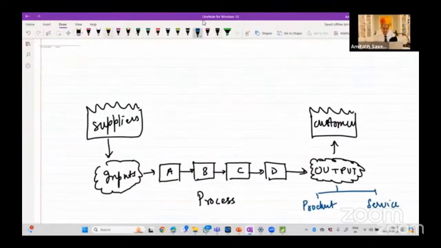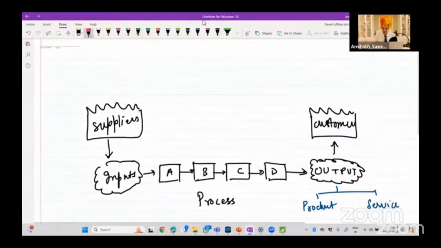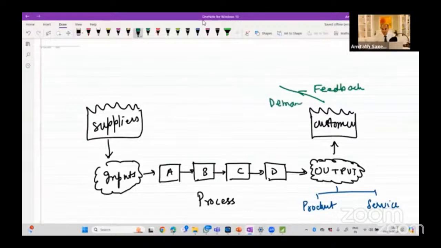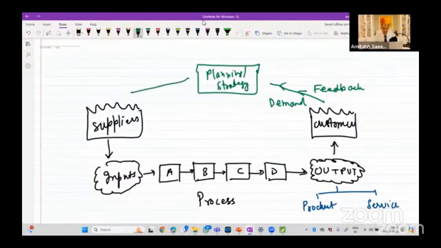And then the customer will give you the feedback. And also you will predict the demand of the customers for your services or the products. And then your planning or strategy team will take an action and ask the suppliers to supply the relevant inputs, and also tell the departments A, B, C to change their policies or change the settings. It could be machine settings, or it could be policies and procedures in a service organization. And this is how every organization works.